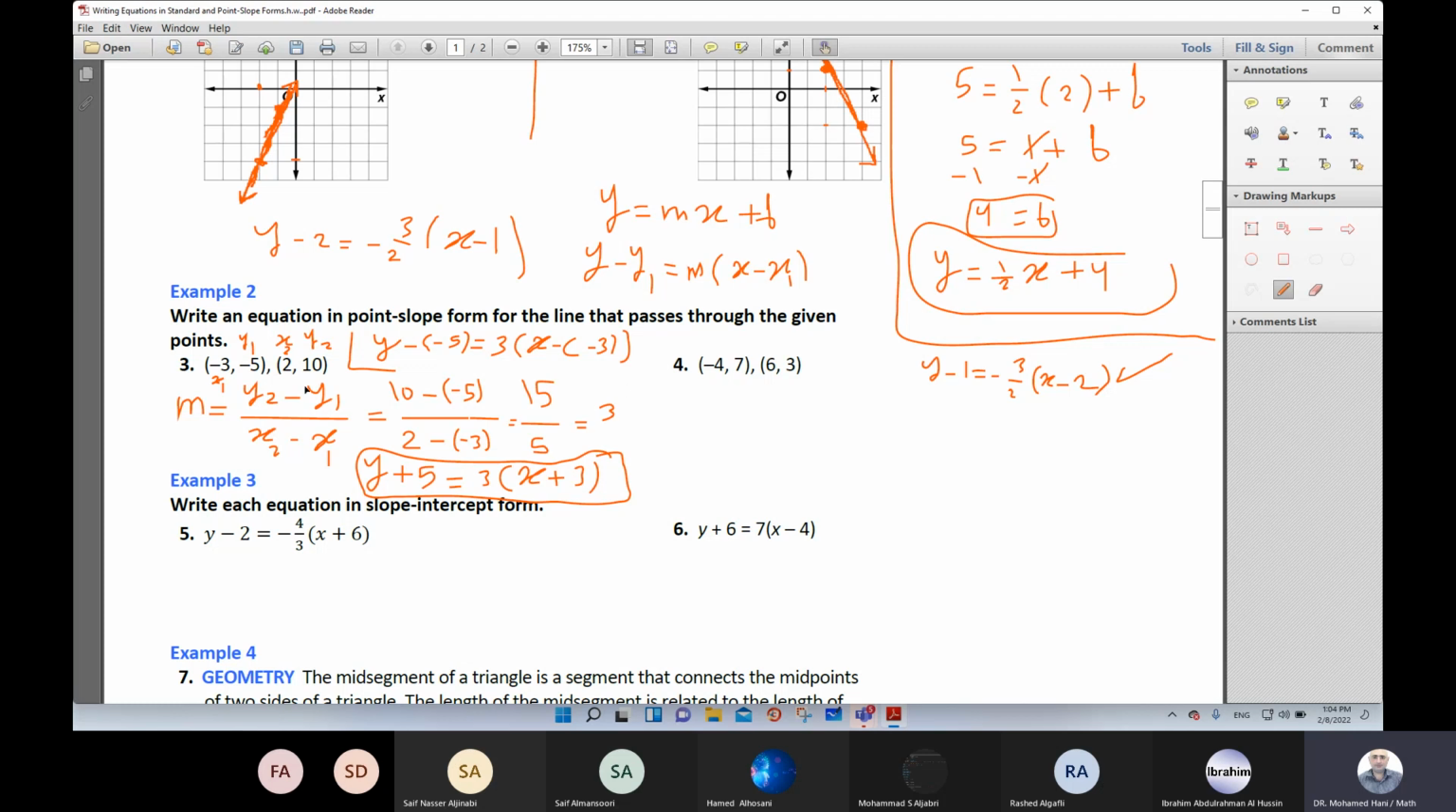Yes, we can choose this point and we can choose this point. You can use this form, you get the same equation, but if the question said use point slope form, means choose the second one. Okay?